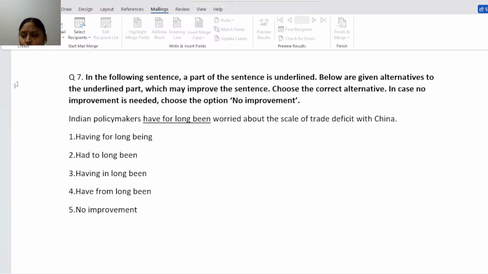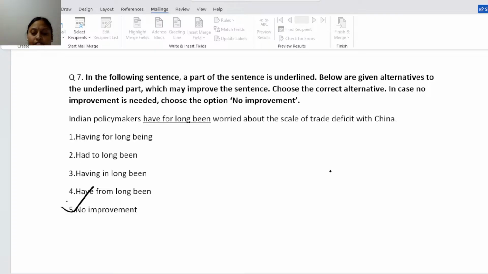Here they have given options: having for long been, being, had to long be, and having in long been, with no improvement. Accordingly, we have to see what the correct answer will be. Here the sentence uses the form "have for long been", so the present perfect tense is used. In that case we need not bother. Here the answer would be no improvement.